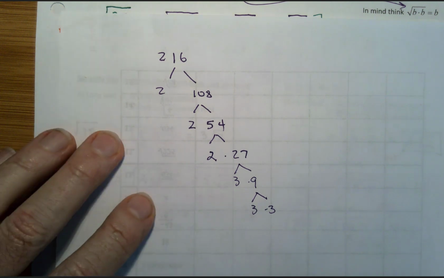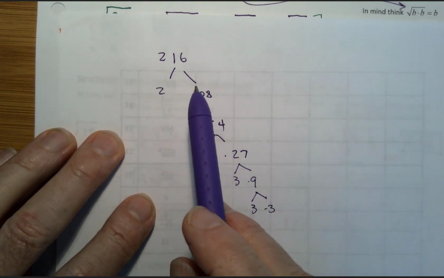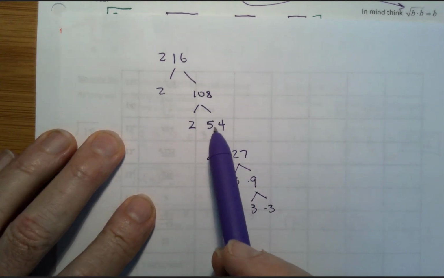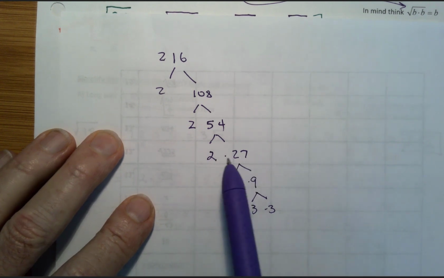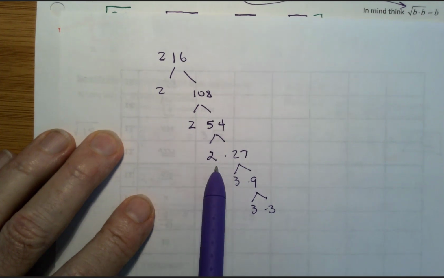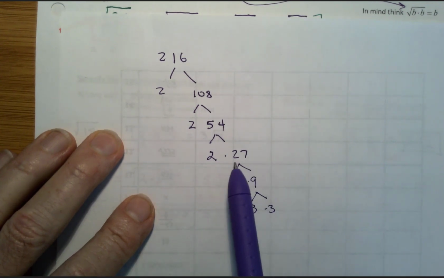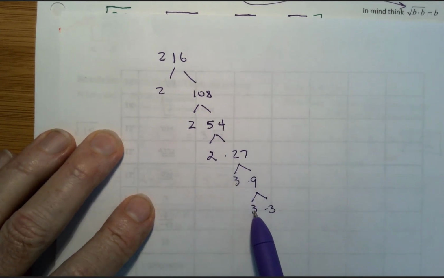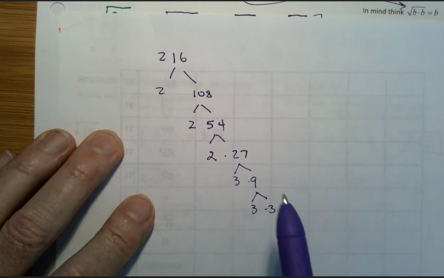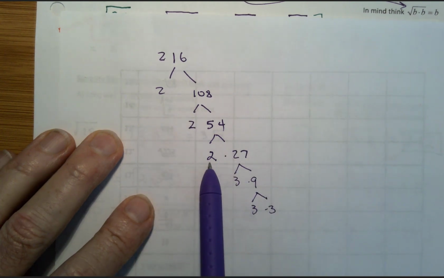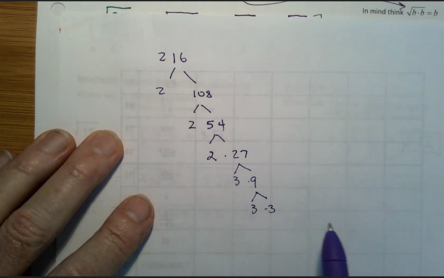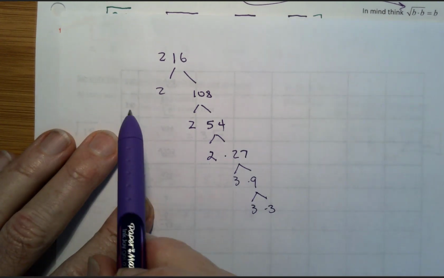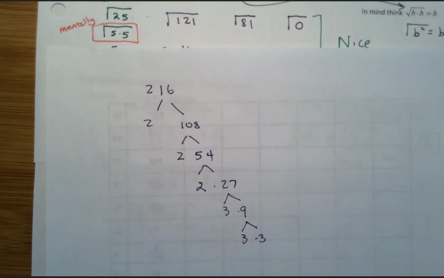So 216, 2 times 108, but 108 breaks down into 2 times 54. 54 breaks down into 2 times 27. And so notice I just started breaking it down with 2's, and then when I got 27, I said, oh, well, what about 3's? 3 times 9 is 27, and 9 is 3 times 3. So 216 is 2 times 2 times 2, times 3 times 3 times 3. I have a lot of multiplying in this breakdown here. So we're going to use that to simplify this giant square root.